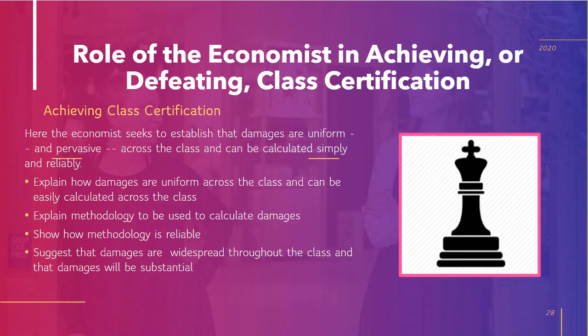Okay? Economists are often asked to write a declaration in support of, or against, class certification. If the economist is retained by the plaintiff and is trying to achieve class certification, the first thing you want to do is establish that a class action is the best way to value these damages. To establish that, you have to make the case that the damages are uniform across the class, and that the plaintiffs are not so wildly different that we would have to do a separate calculation of damage for each plaintiff. We can treat them all in a fairly cookie-cutter fashion, and it's going to be simple and reliable, and we can measure it.